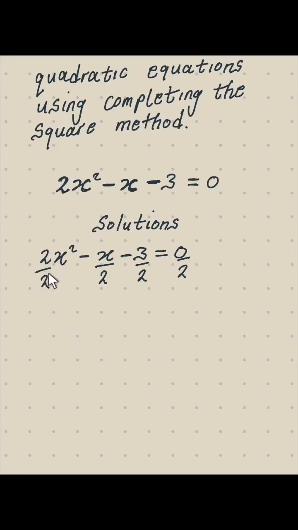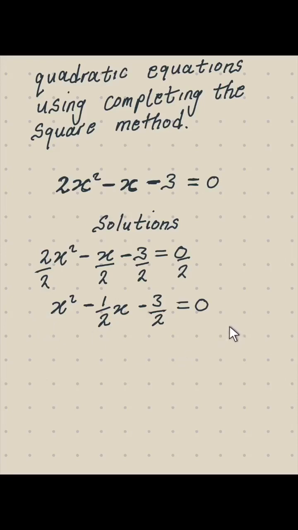So this into that will give us 1. We have x squared, then 1 over 2 into negative 1, that's negative 1 over 2, which is just negative half. So this is negative 1 over 2 x, then negative 3 over 2 is equal to 0 over 2, which gives us 0. So we've made the coefficient of the first term, the highest term, equal to 1. That is our first step.